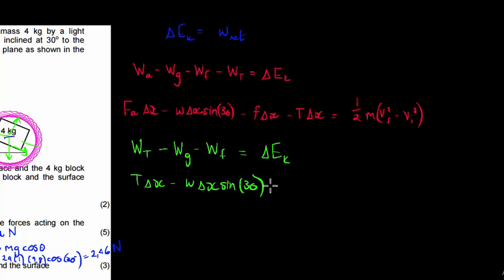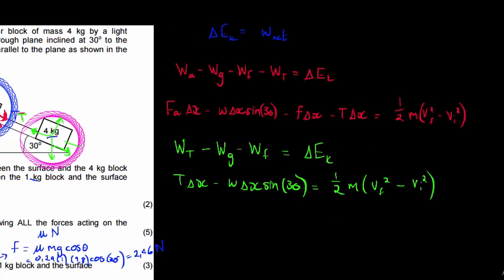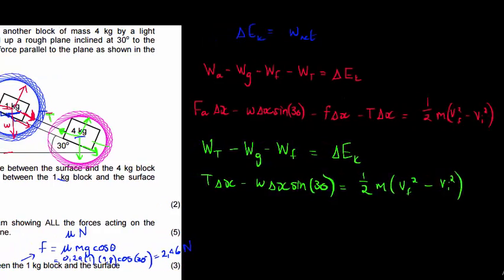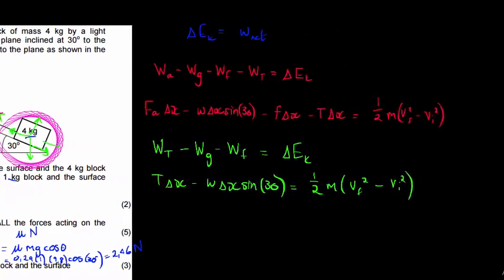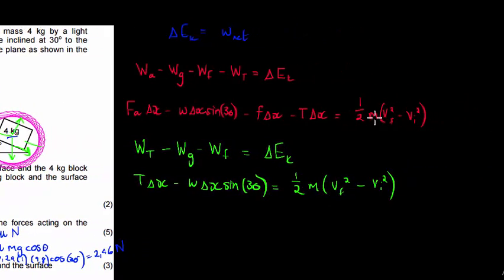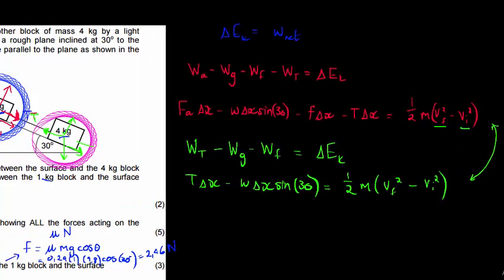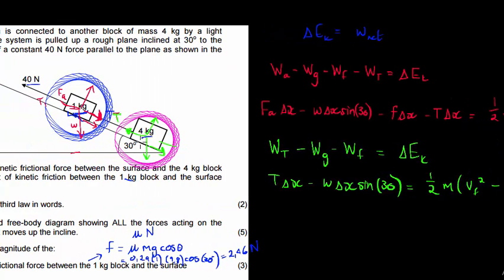The work done is equal to the change in kinetic energy, which is a half mass times future velocity squared minus initial velocity squared. So we just have two extended formulas, but what I do want to show you here that is very important and very helpful is that the one thing these two formulas have in common is that the future velocity and the initial velocity for the two objects are the same because they're connected with the string.